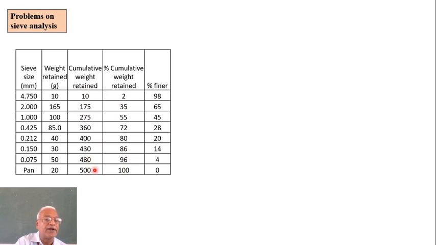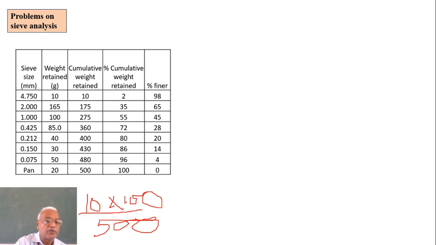Now the percentage cumulative weight retained. The values are out of 500, but if you work out for 100, how much will it be? Like that you have to work out. For 500 it is 10, but for 100 it will be divided by 5. Hope you can understand. Let me write for this. 10 is given, and this 10 is for 500, but for 100 we want the percentage. If you just look at this, the two zeros get cancelled. You have to divide by 5. That is what we have done everywhere. If you go on dividing by 5, you will be getting the percentage cumulative weight retained. So the cumulative weight retained is 2%, 35%, and so on.